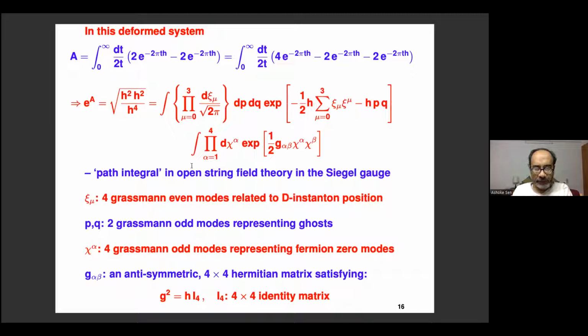And then we have 4 Grassmann odd variables. These are coming from the Ramon sector. Their action in string field theory is given by half G alpha beta chi alpha chi beta, where G is an antisymmetric 4 by 4 Hermitian matrix, which satisfies G squared equal to h times I. Now, one point to notice here is that the eigenvalues of the quadratic operator here is square root of h, while the quadratic term here is h.